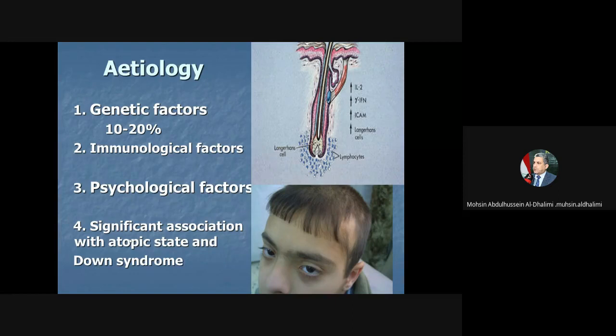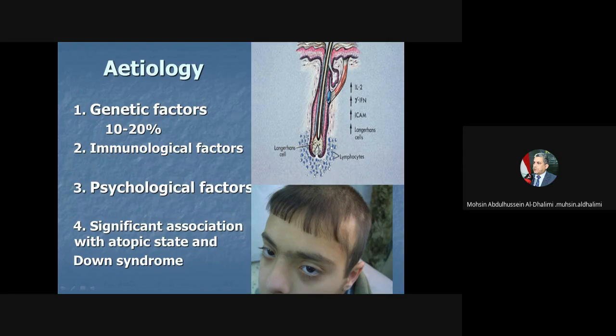Etiology مثل ما قلنا قبل شوية it is overall they think that it is an autoimmune disease, and there is definitely immunological pathogenesis that is responsible for that disease. When there is a collection of lymphocytes around the hair follicles, it leads to liberation of different cytokines, and these lead to stop of the growth of the hair and rapid shedding of the hair in the affected area.